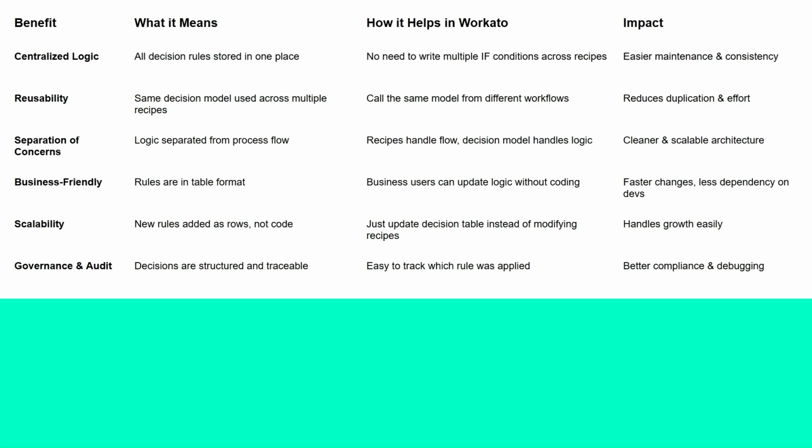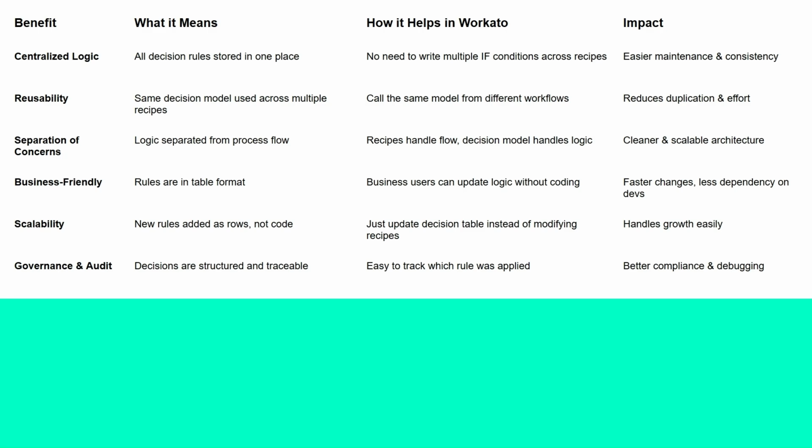Reusability, right? The same decision models can be used across multiple recipes and called by different workflows. If your decision or condition looks similar, then there's separation of concerns, with logic separated from process flows. The recipe handles the flow and the decision model handles the logic. So it's a clean and scalable architecture.